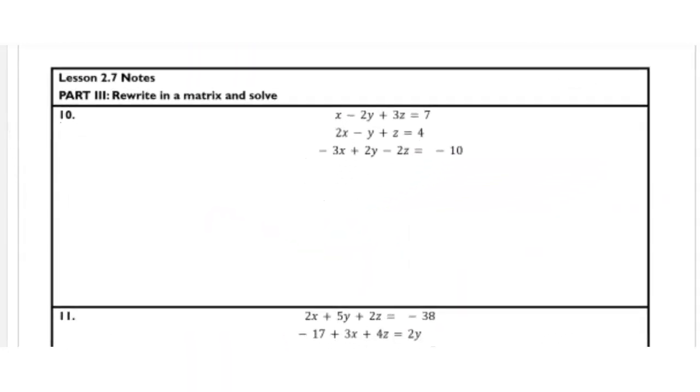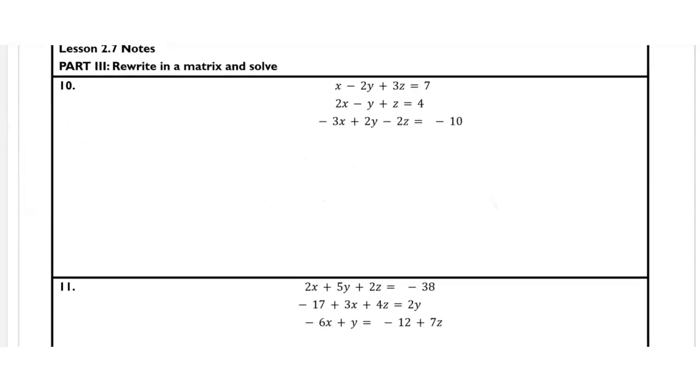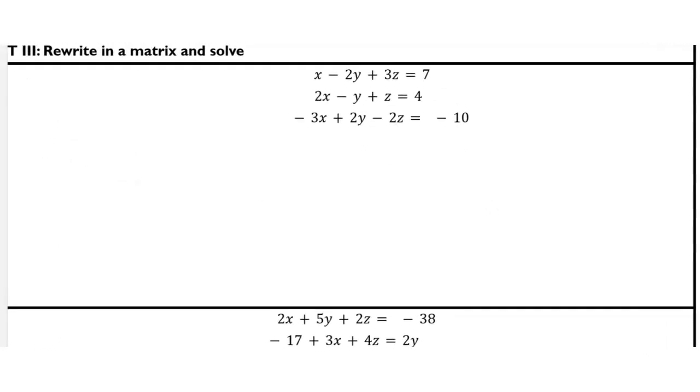Let's look at the next one. We're going to rewrite it as a matrix and solve. Let's make sure our x's, our y's, and our z's are lined up. So our first matrix, we're going to use this one. Our first row, we're going to use the coefficient of this row. I'm going to put a 1 where we don't see any numbers as a coefficient.